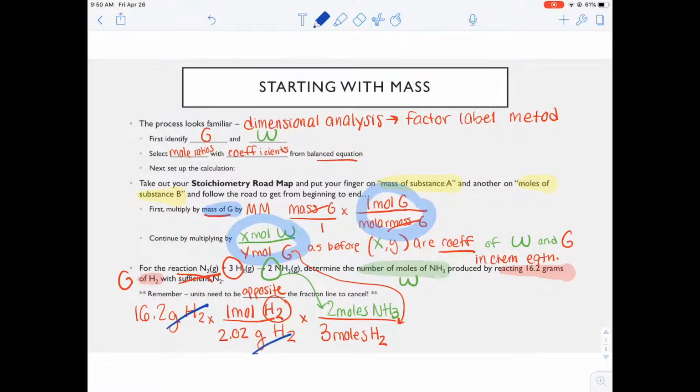Do our units cancel out? Grams hydrogen, moles hydrogen, moles hydrogen, we're left in moles of ammonia, which is what we were asking for. So do the math and you would get 5.35 moles of ammonia.